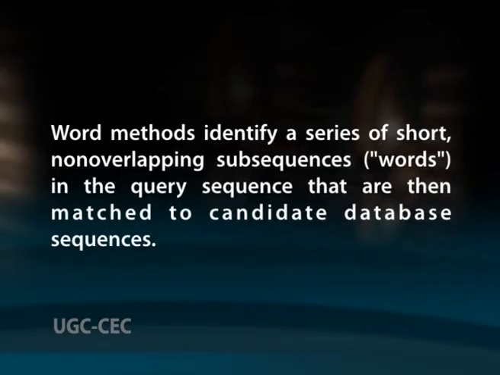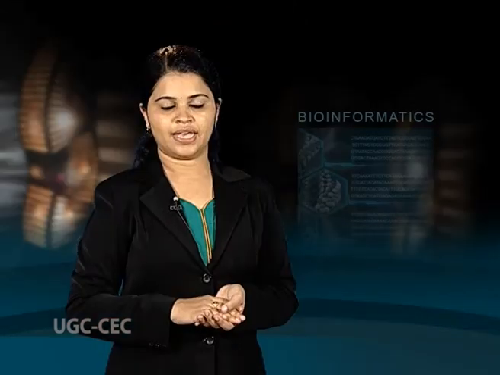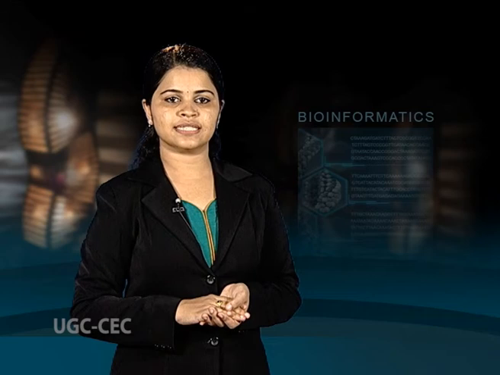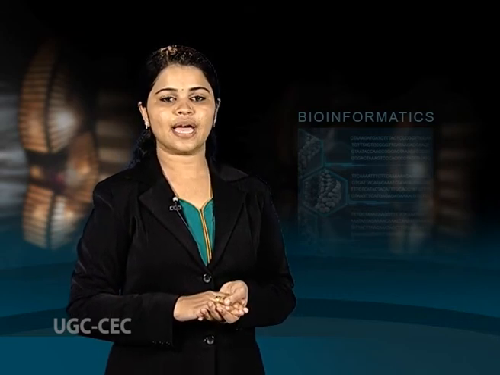Word methods identify a series of short, non-overlapping subsequences or words in the query sequence that are then matched to the candidate database sequences. The first widely used program which performs optimized database similarity searches for local alignments using a substitution matrix was FASTA. Since it would take a substantial amount of time to apply this strategy exhaustively, to improve speed, FASTA uses the observed pattern of word hits to identify potential matches before attempting the more time-consuming optimized search.